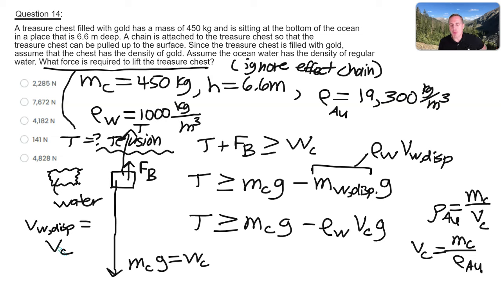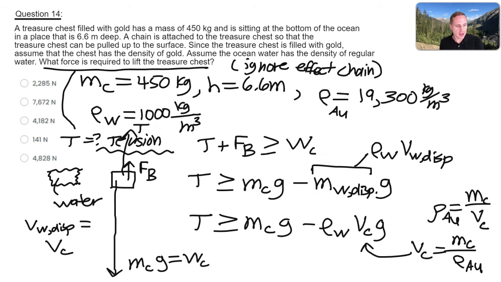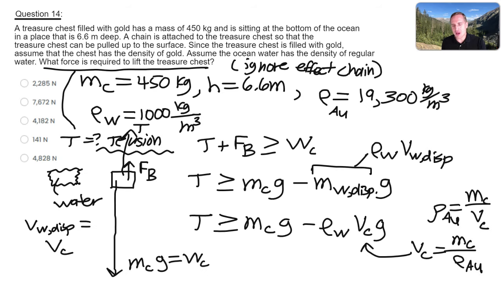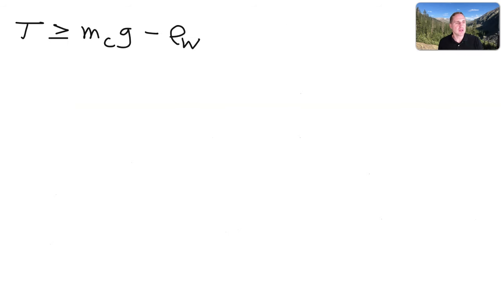So see how I did that? I multiplied by the volume of the chest, then I divided by the density of gold, and that's going to go in here. So I'm going to need to go on to another page. So we've got tension greater than or equal to mass of the chest times g, minus, now density of water is here, but then the volume of the chest becomes mass of the chest divided by the density of gold. So it's mass of the chest divided by the density of gold. And then don't forget, we still have a g there. And then now I think we can plug everything in.